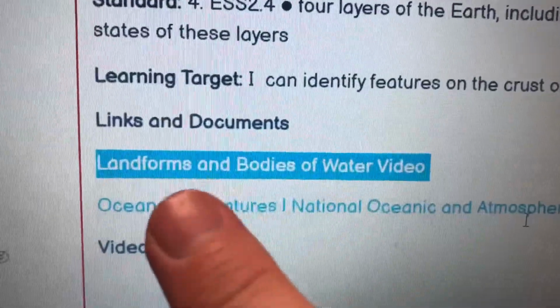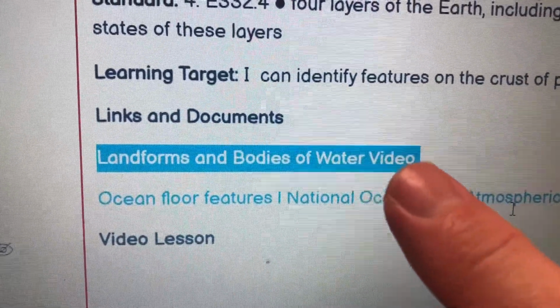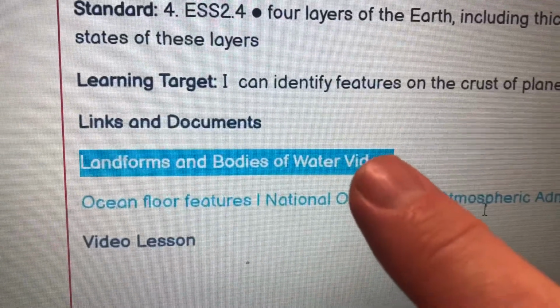And now that we shared our list, let's go ahead and find out what the most important land features are, okay? So let's concentrate first on the land features, and then we're going to read an article for water features, okay? Ocean features. So we're doing both because we are going to look at features that are on the crust of our planet, which is the top layer of the planet, okay? So let me show you the link for the video. This is the link right here, Landforms and Bodies of Water video, okay? So you click on that, or your teacher will click on it for you.